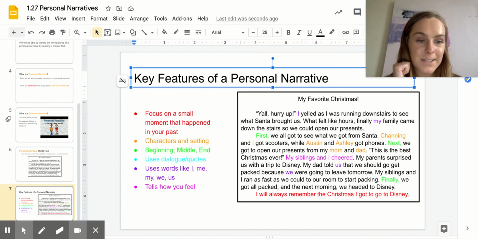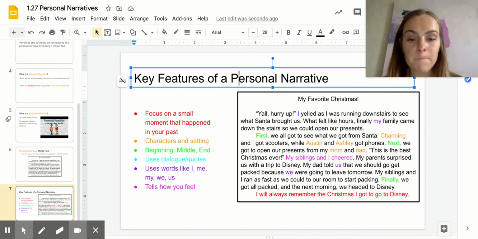So let me read them one more time. Focuses on a small moment that happened in the past. There are characters and setting. There's a beginning, middle, end. It uses dialogue or quotes. Uses words like I, me, my, we, us. And it also tells us how you feel. But one thing I want to focus on is this is a true story about your life. This is a true story about your life. That is what a personal narrative is.